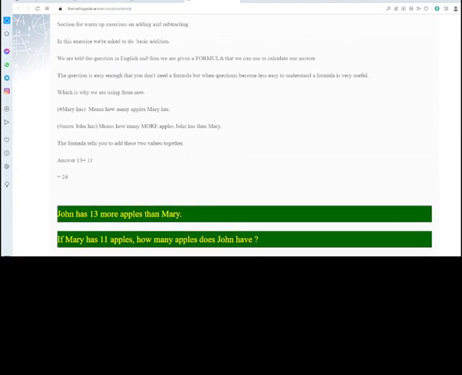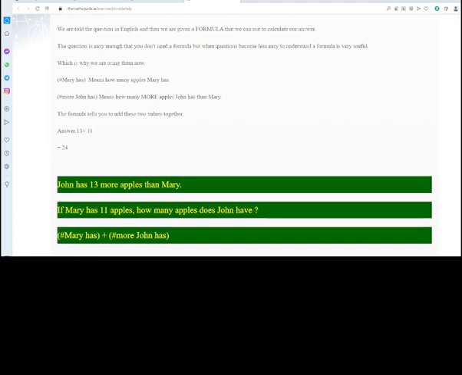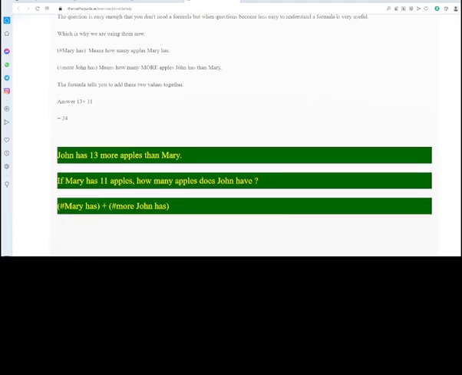In this question, we're asked to do basic addition, and we're told the question in English, and we're given a formula that we can use to calculate the answer. This question is very easy, so you don't really need a formula. However, as questions become less easy to understand, when we start using negative numbers as well as positive numbers, having a formula is very useful. And that's why we're using them now.